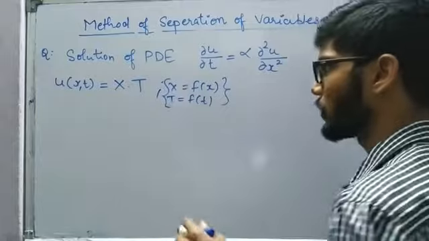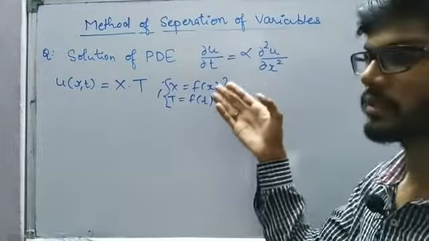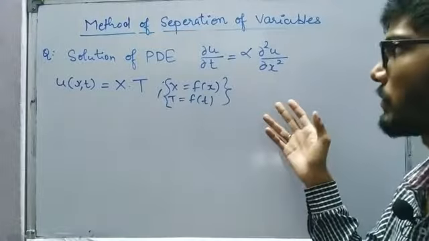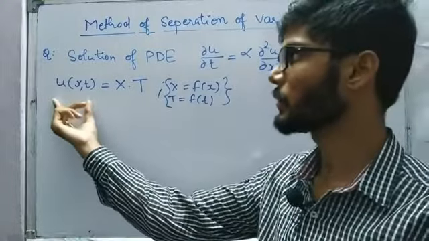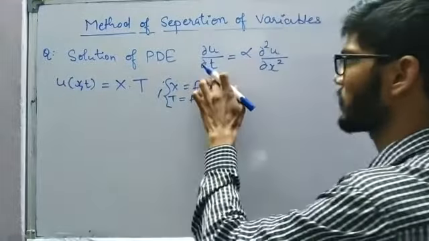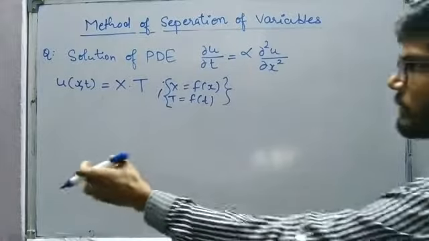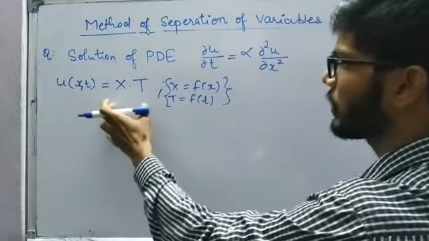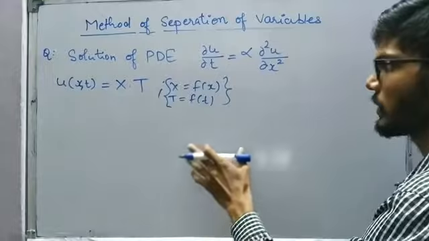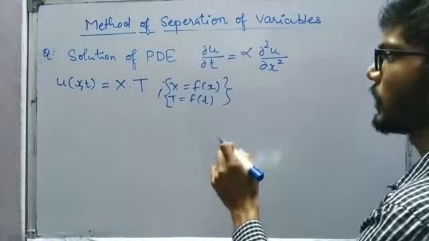So this is going to be different, because in the previous case we had the partial differentiations of u with respect to x and y. So we had assumed that u(x, y) is capital X into capital Y, but here we have the partial differentiation of u with respect to t and x. So we have the solution u(x, t) equal to capital X into capital T, where capital X is the function of x and capital T is the function of t.